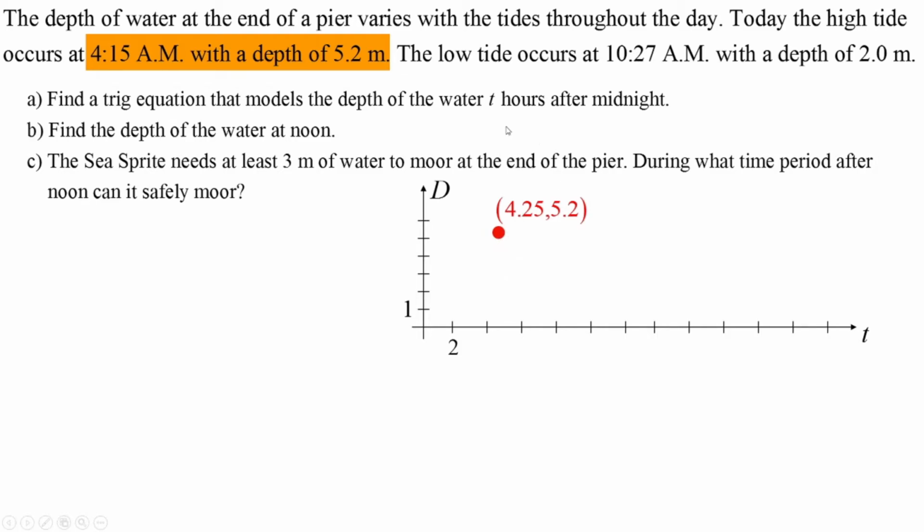Now, the low tide occurs at 10:27 a.m. All right, now that's going to be a little tougher, 10:27. 27 minutes is what decimal of an hour? So let's take 27 and divide it by 60.